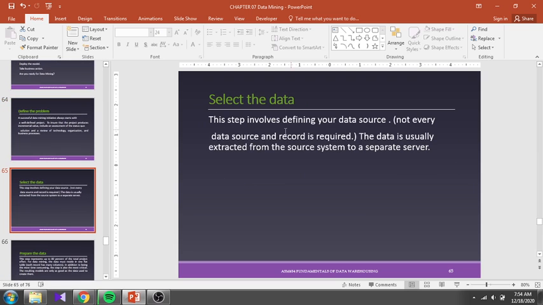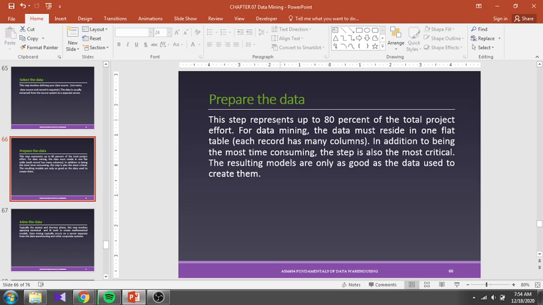The last slide. On select the data, this step involves defining your data source. Not every data source record is required. The data is usually extracted from the source system to a server. So we just select the kind of data that is related to our analysis, not all the data that we have. Okay, we can create a dummy database so that we can test the results and the technique too. Is it better or not, compared to the actual analysis later on?